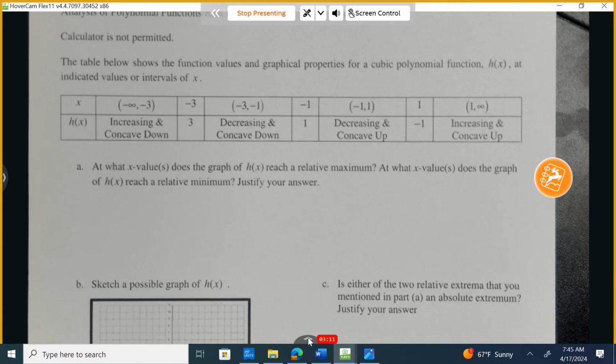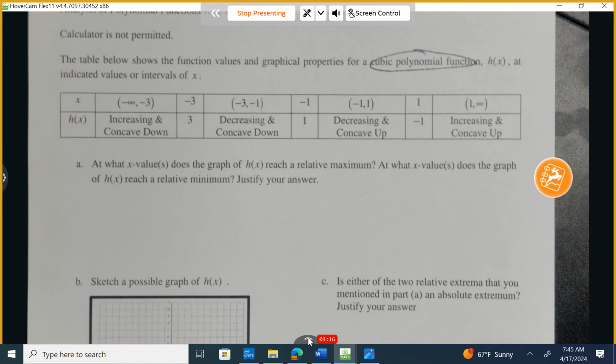The table below shows the function values and graphical properties of a cubic polynomial function. Circle that. Cubic polynomial function. H of x with the indicated values and the intervals of x. For what value does the graph of this function reach a relative maximum? Before I go any further, how do I know right away that cubic functions will have relative maximums and not global? As a group, go. How do I know that cubic functions will have relative maximums but not absolute?